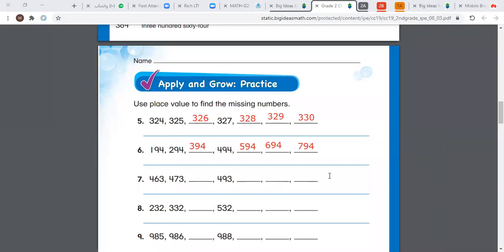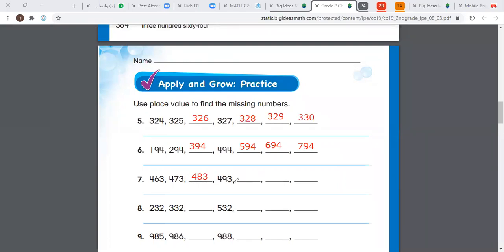Thank you. Now let's find the super one who can answer question number 7. Let's choose Omar Abu Hilal. Omar, how are you? Here in number 7, 463, 473. What's the next number? 483. That's right. 483, 493. What's the next number? Pay attention, please. 493 plus 10 equals what number?